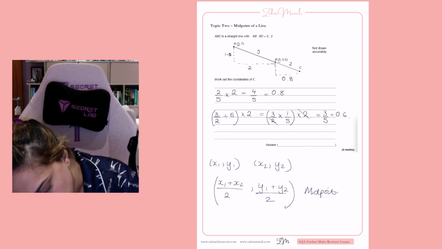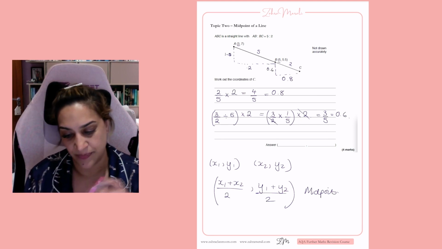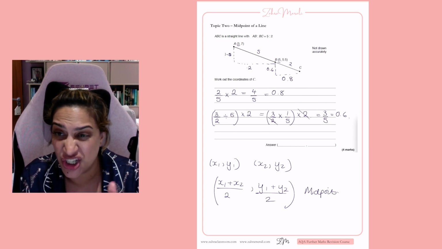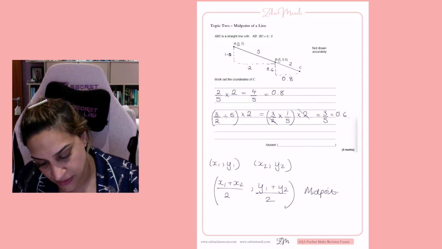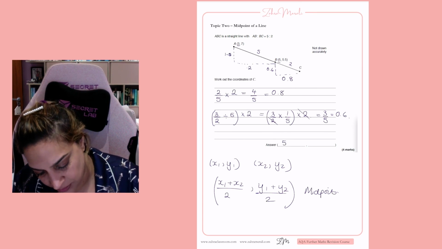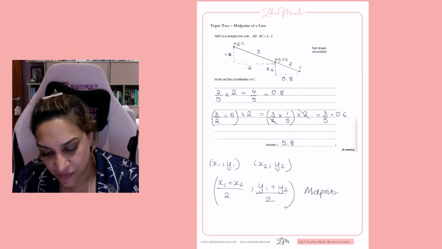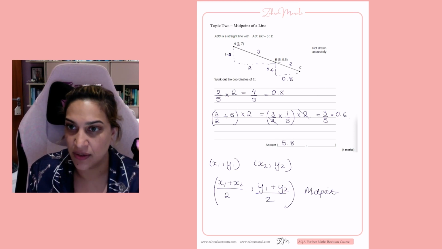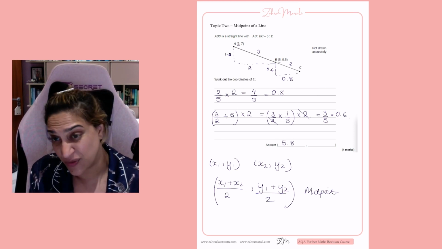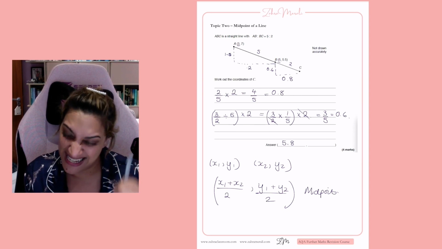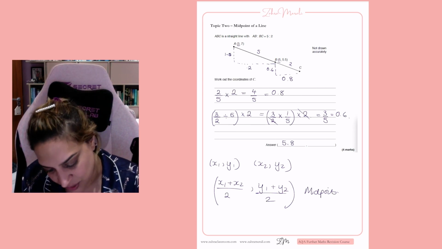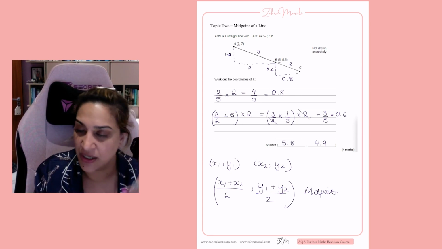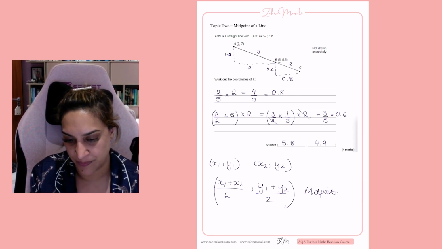So I know this bit is going to be changed by 0.6. So now I'm saying my 5, I'm going along an additional 0.8. So 5 plus 0.8 is going to give me 5.8. And 5.5, I'm going down by 0.6. So 5.5 minus 0.5 will take me to 5, minus that extra 0.1 is going to take me to 4.9. And that's me splitting that line up, just thinking about the ratios.